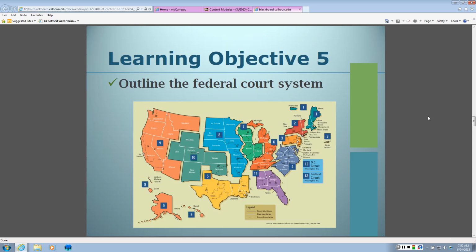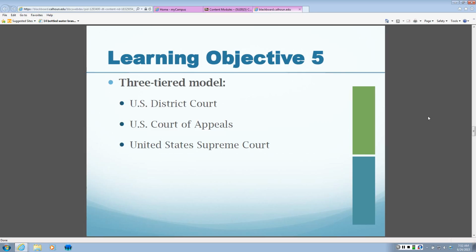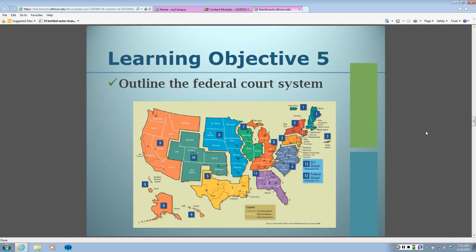This slide gives you an example of the federal court system. The federal court system, I'm going to go to the next slide here, and then come back to that one, is a three-tiered model. You'll have the U.S. District Court, which is the trial court. You'll have the U.S. Courts of Appeals, which are your appellate courts, and then you have the U.S. Supreme Court. Now, I'm going to go back to this map here for just a second.